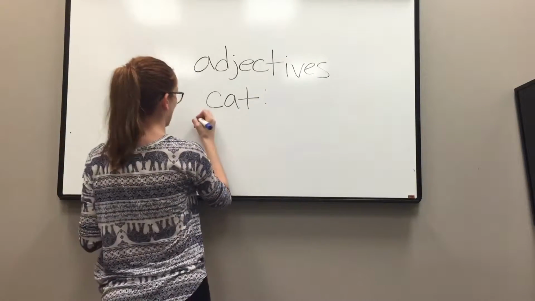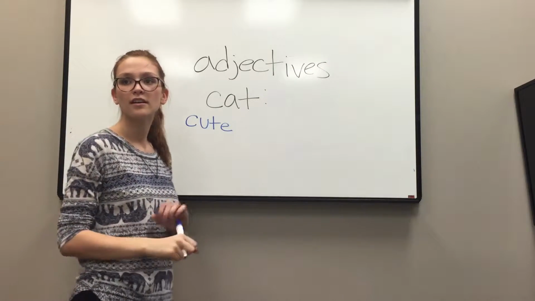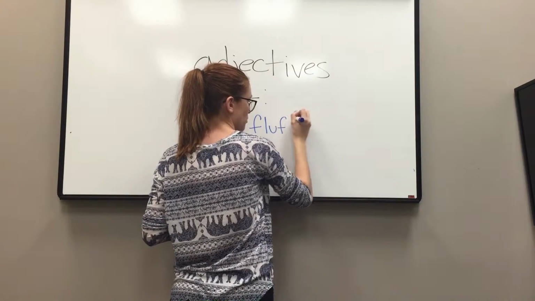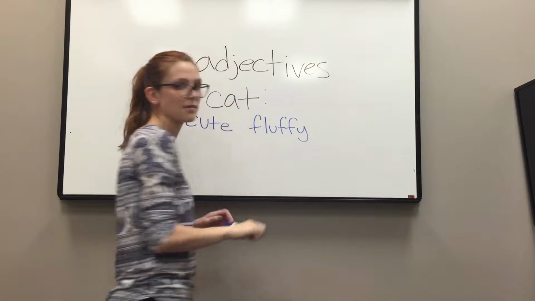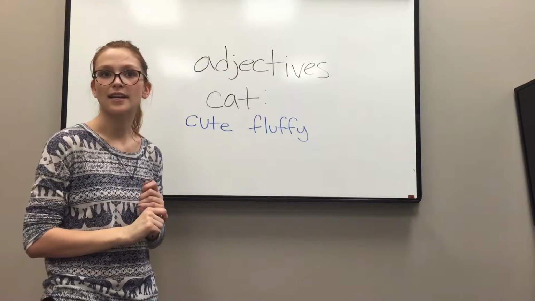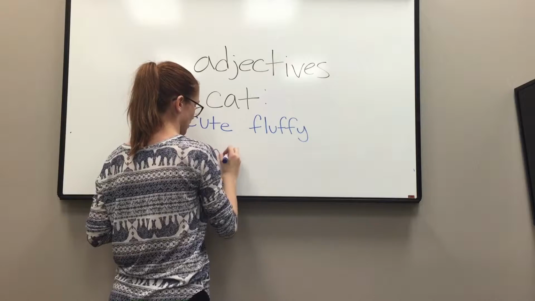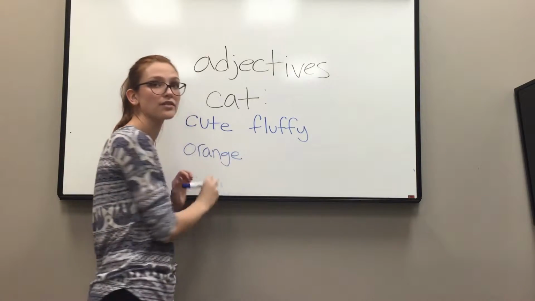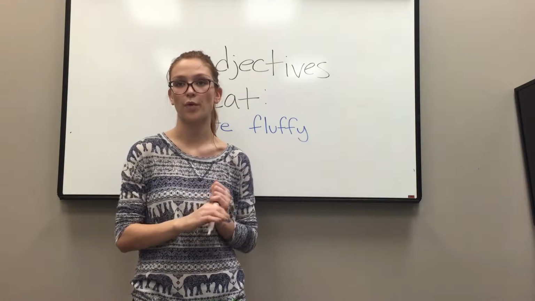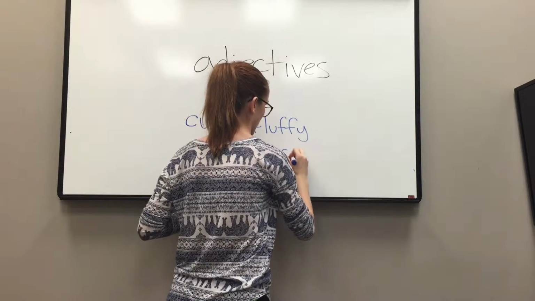I heard cute. Cats can be cute. Great job. What else? Fluffy. Take a second to talk to a shoulder partner and come up with one more example. Okay, what's another example? Orange. Great, colors are great words to use to describe something. Cats can be orange. Okay, what is one more? Awesome, I heard soft. Very good.